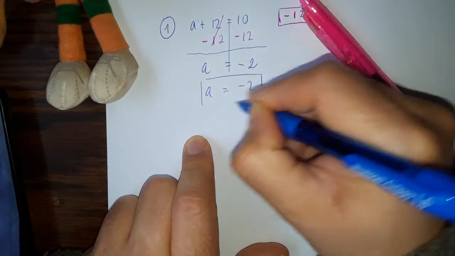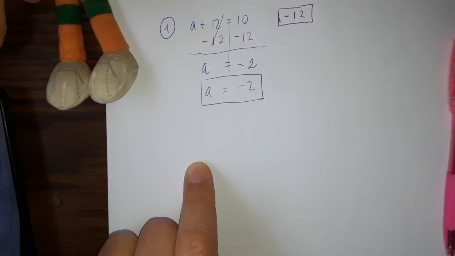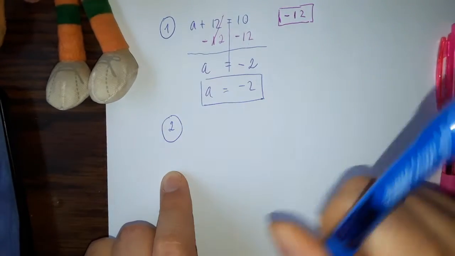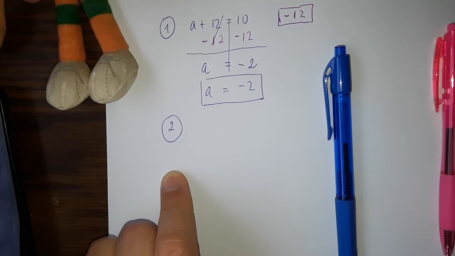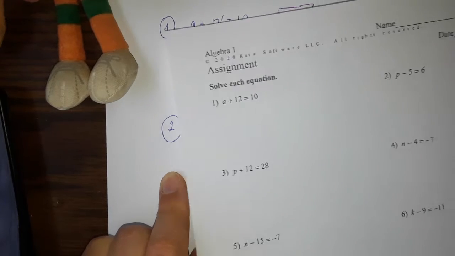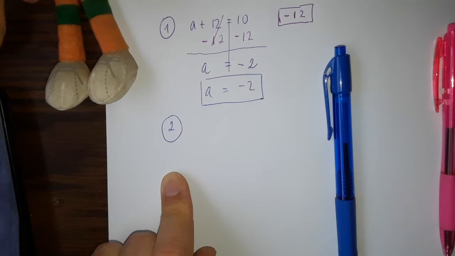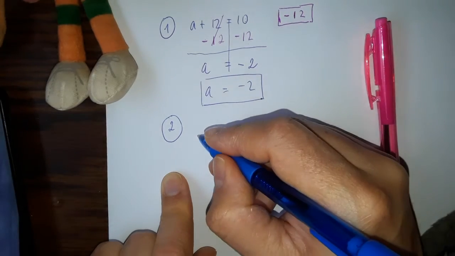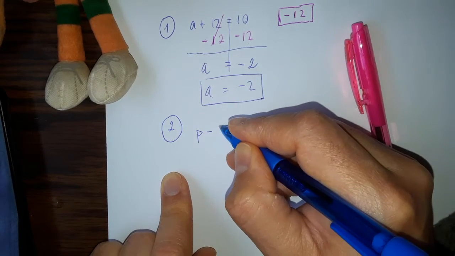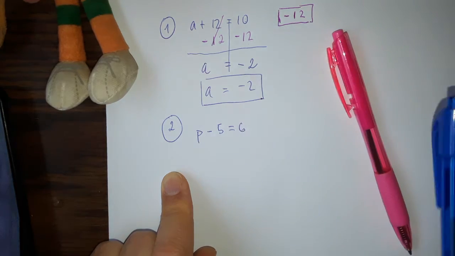Number 2, we have P minus 5 equals 6. P minus 5 equals 6. So what are we gonna do here?